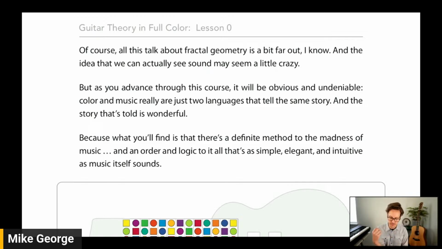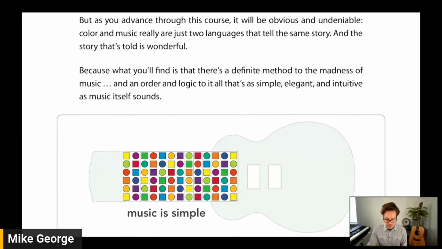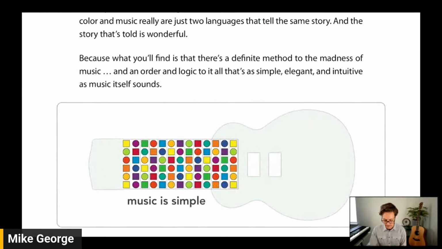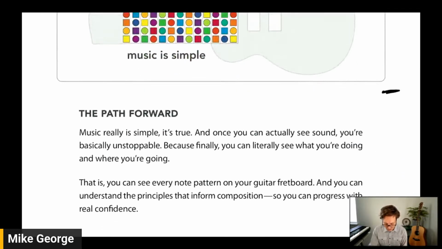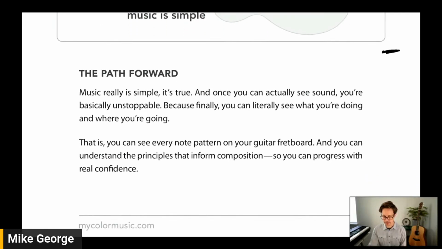But as you advance through this course, it will be obvious and undeniable. Color and music really are just two languages that tell the same story, and the story that's told is wonderful. But what you'll find is that there's a definite method to the madness of music, and an order and logic to it all that's as simple, elegant, and intuitive as music itself sounds. Music really is simple.